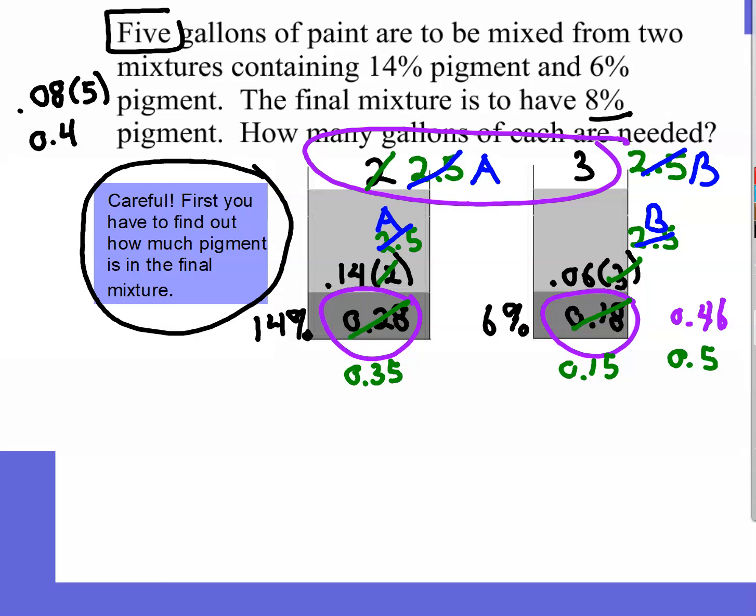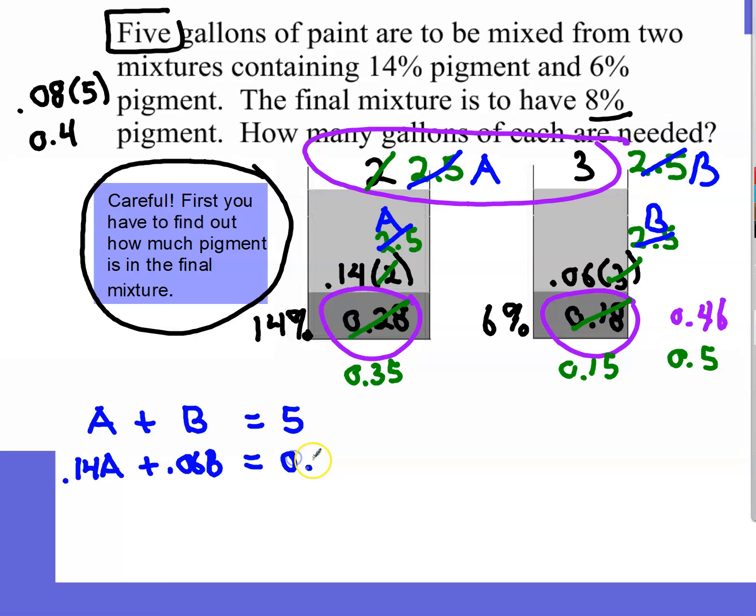Okay. I know that A plus B has to add to 5. And I know that 14% of A plus 6% of B has to add to 0.4.